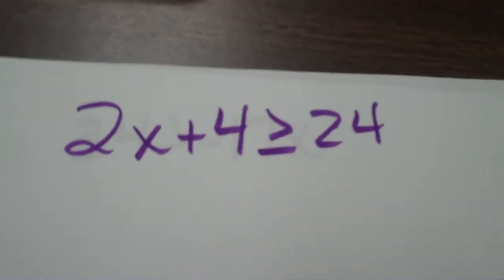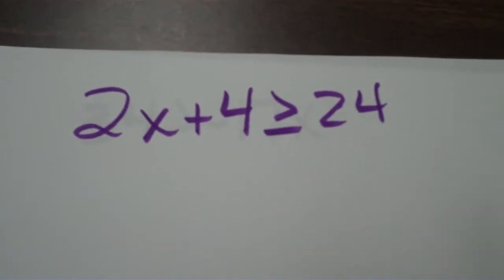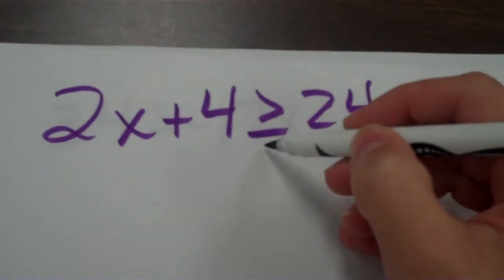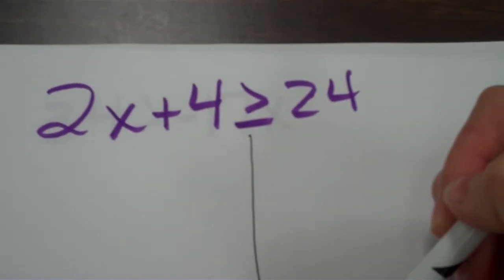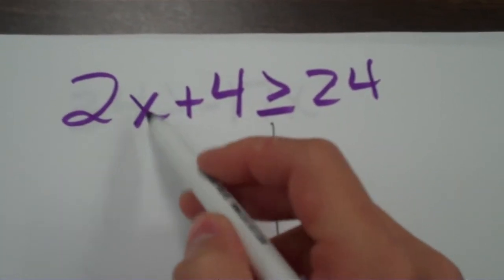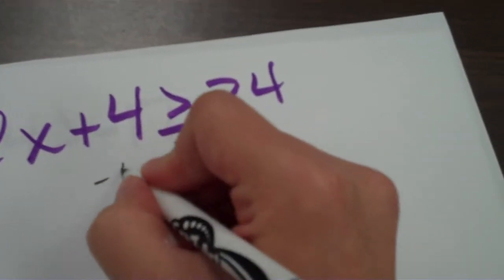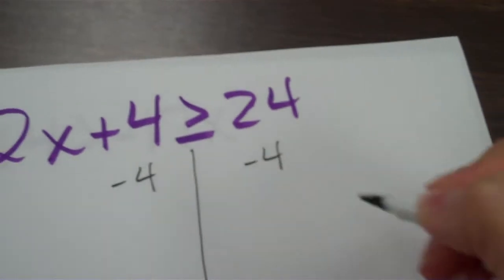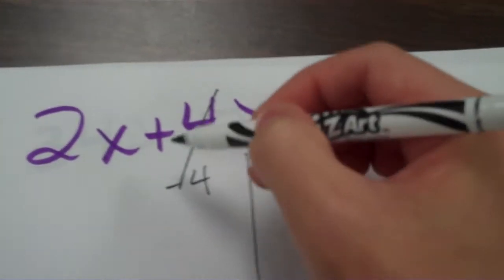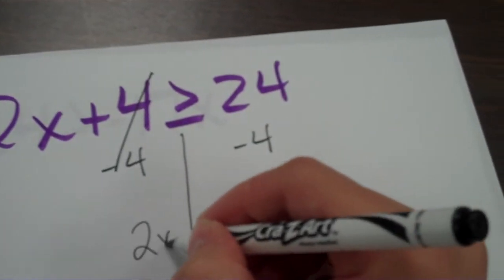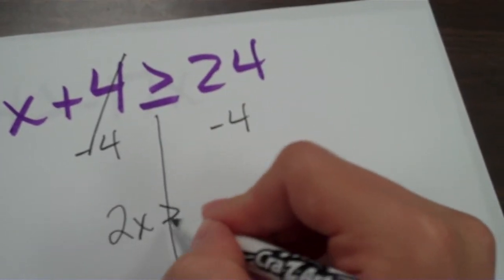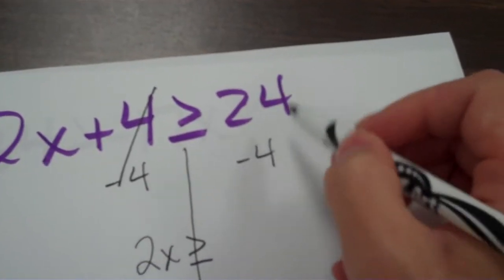Let's look at an example. Go ahead and write this down. Okay, so we're going to solve the inequality like we've done before. We draw our line down the equal sign. I'm X, choose my best friend. I'm kicking out 4. The opposite of adding 4 is subtracting 4. Okay, that goes away. I'm left with 2x greater than or equal to, and 24 minus 4 is just 20.